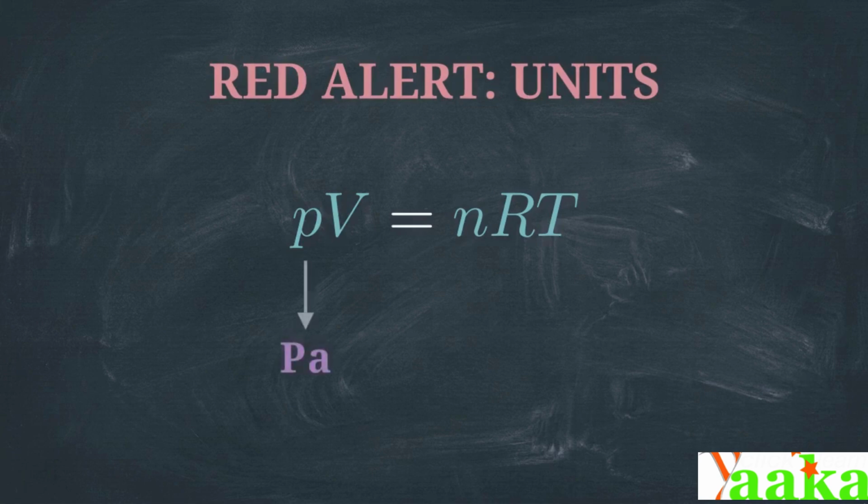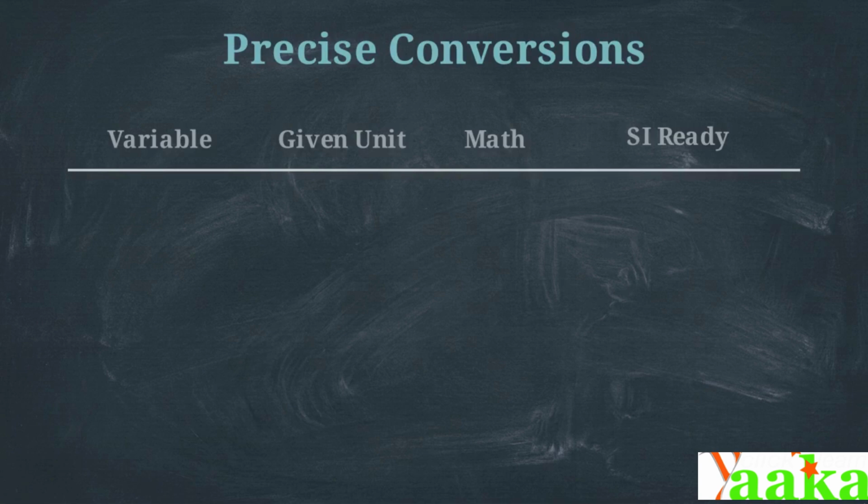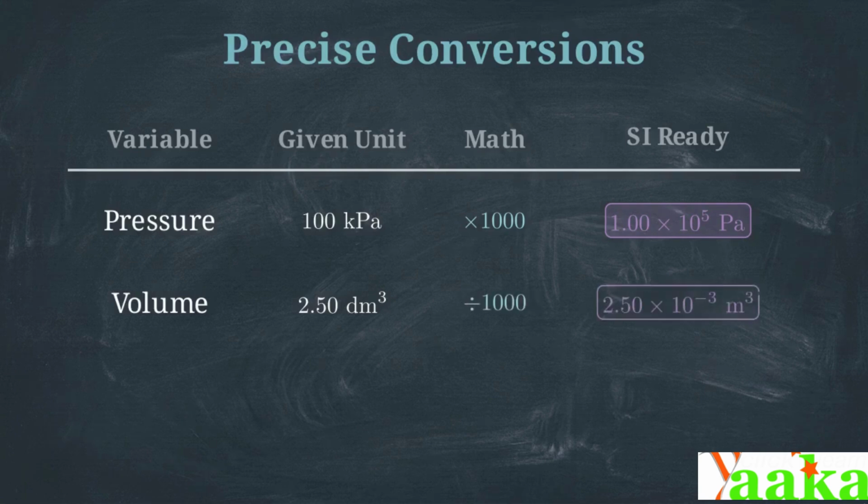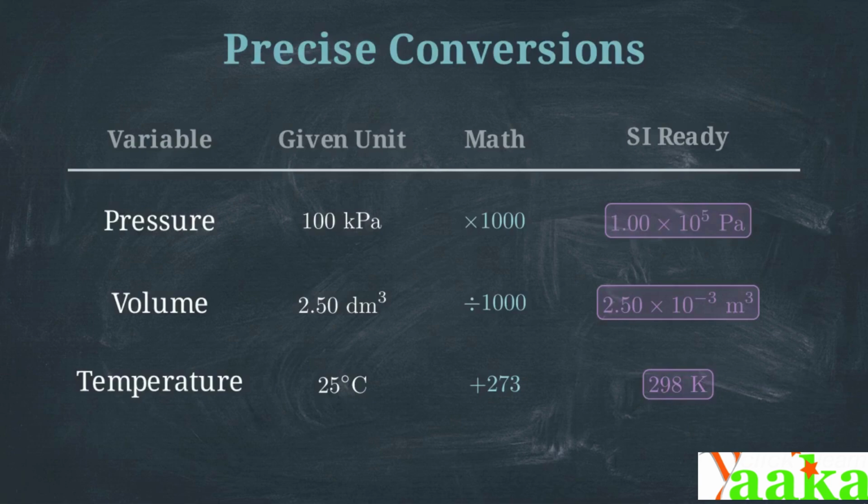For this equation to work with the standard gas constant, your pressure must be in pascals, your volume in cubic meters, and your temperature in Kelvin. Before plugging any numbers into the formula, we execute precise conversions. A pressure of 100 kilopascals becomes 1.00 times 10 to the 5th pascals. A volume of 2.50 cubic decimeters converts to 2.50 times 10 to the negative 3rd cubic meters. And 25 degrees Celsius requires adding 273 to reach exactly 298 Kelvin.